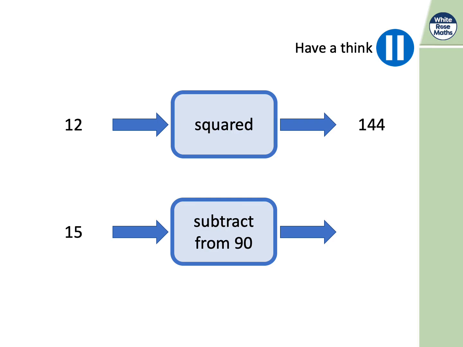Hopefully, if you remembered our Get Ready questions, you'll know that the order of the subtraction is important here. We need to subtract 15 from 90, and 90 subtract 15 is equal to 75.